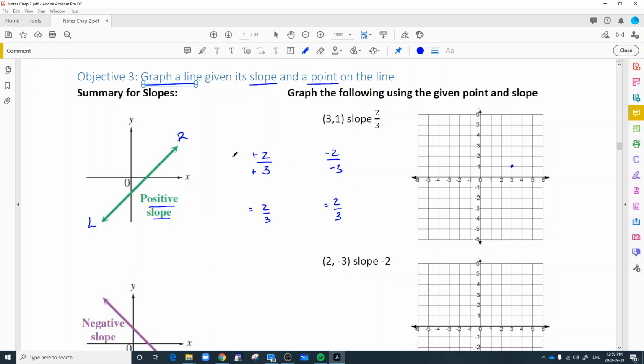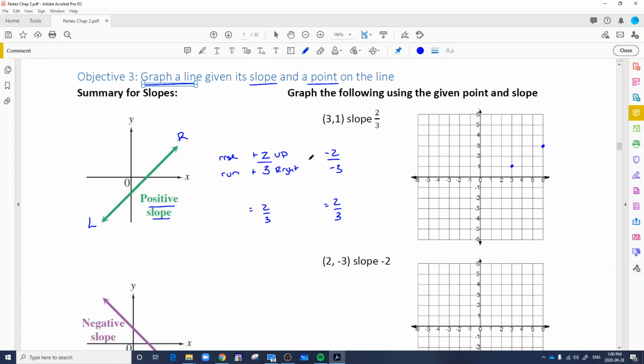When you're graphing slope, slope is a rise over a run. When you have a positive rise, that's going to cause you to go up. And when you have a positive run, that's going to get you to go right. So when you're graphing slope, you always rise before you run. So we're going to go up 2 and right 3. So the point 6, 3 is another point on this line.